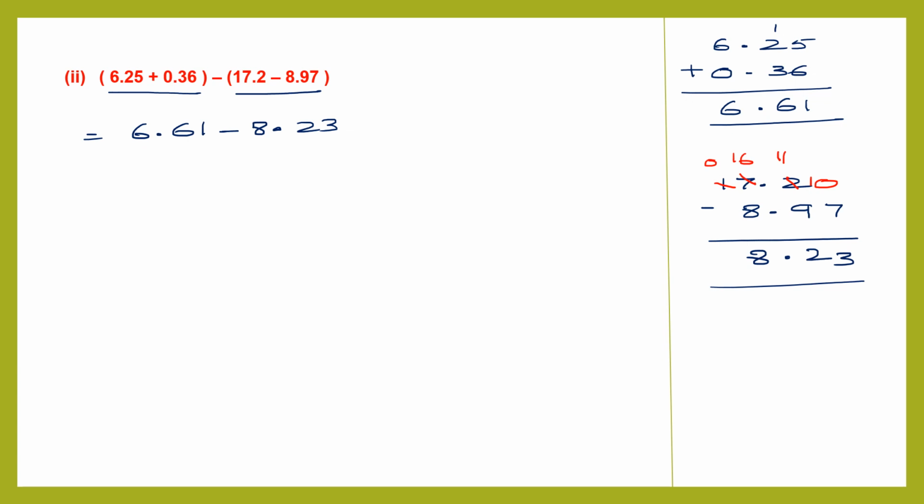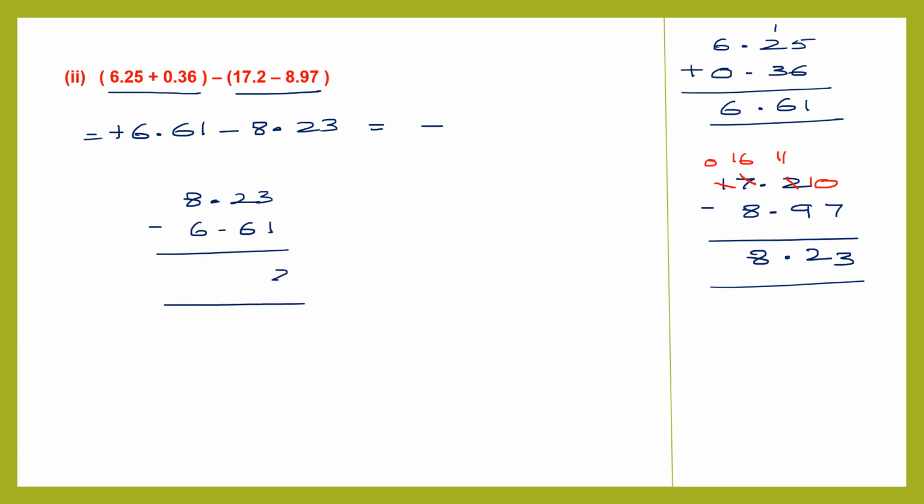So as you can see, the second number is greater, isn't it? 6.61 is the first one, 8.23 is the second one. So let's follow rules of integers, which says when signs are different, put the sign of the bigger number. So in your answer, you will have minus. Now subtract these two numbers. So let's subtract. Here we write 8.23 first and 6.61 below that second. Okay. So now let's subtract.